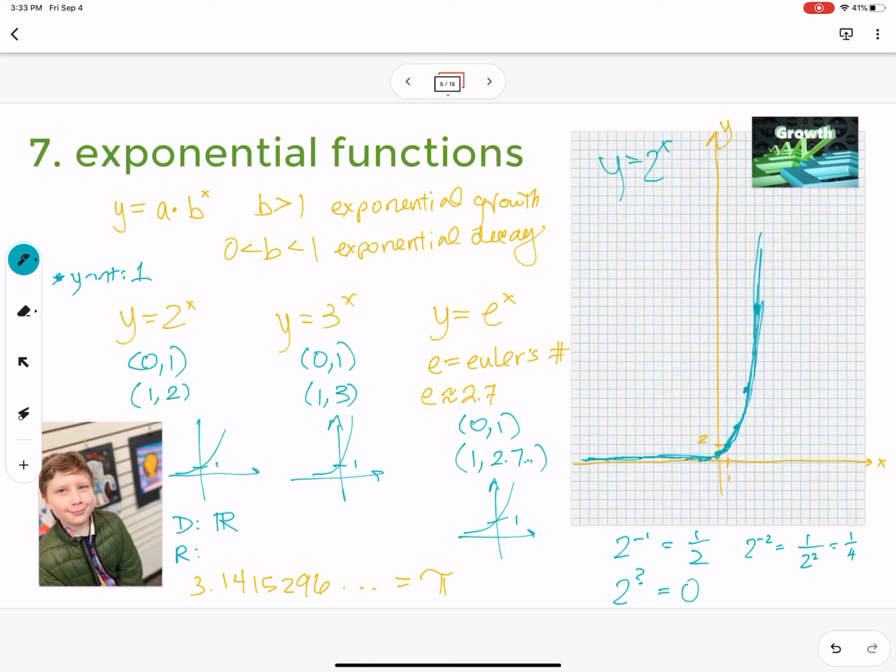If I do something like 2 to the -10th, I'm going to get 1 over 2 to the 10th, which is a very tiny number, but it's still not 0. What if I did 2 to the -100th? That would be 1 over 2 to the 100th. That's a minuscule number, but it's still not 0. So my range is going to be y is greater than 0, or from 0 to infinity, excluding the endpoint.